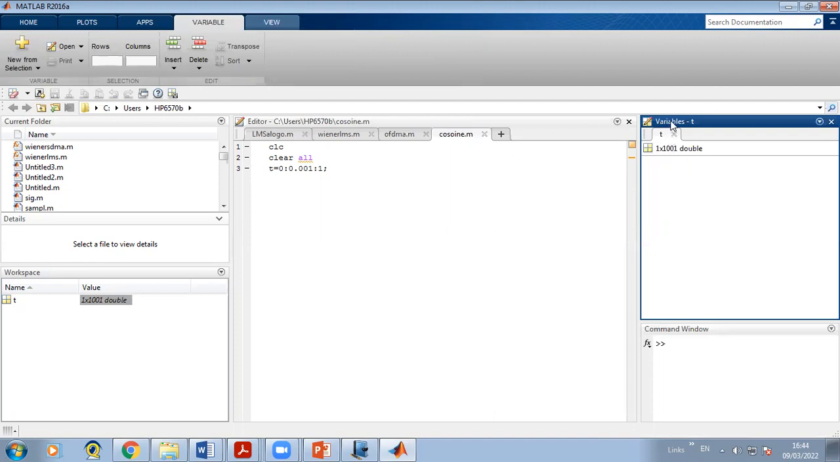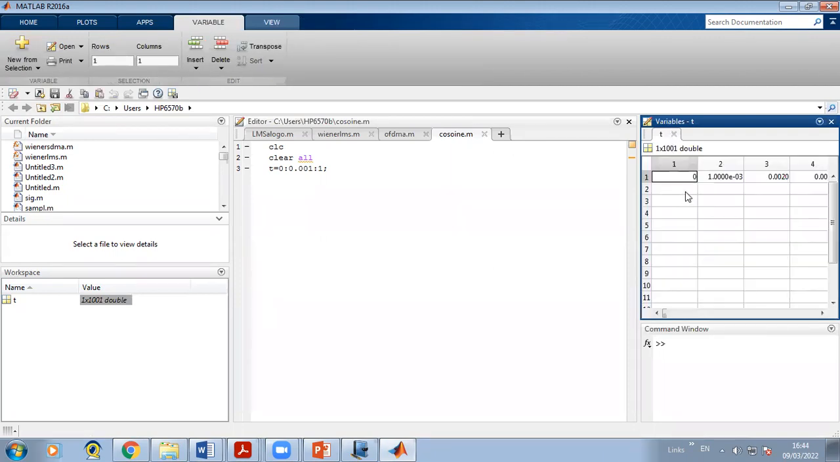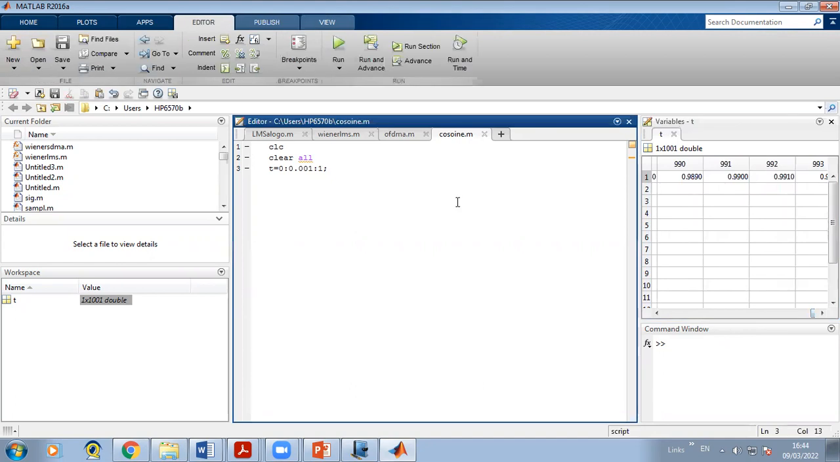So this is the independent variable window. You can see the variable: 0, 0.001, 0.002, 0.003, like that up to 1. So we have some array, no? Okay, we have an array. Now we have defined our independent variable.